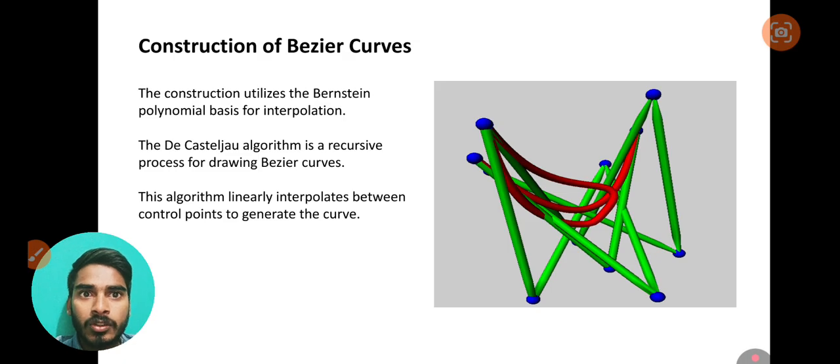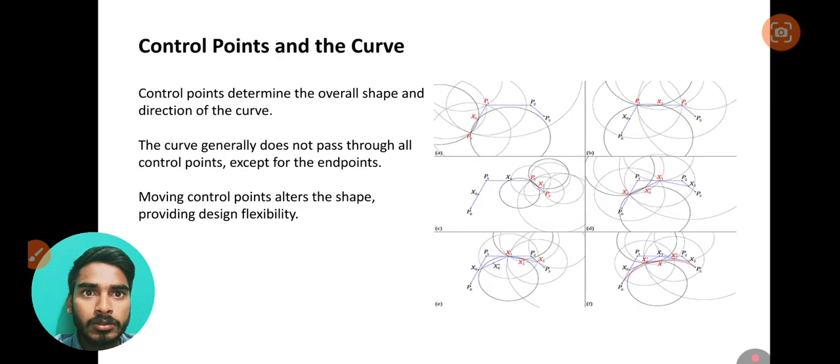Construction of Bezier curves. The construction utilizes the Bernstein polynomial basis of interpolation. The algorithm linearly interpolates between control points to generate the curve.